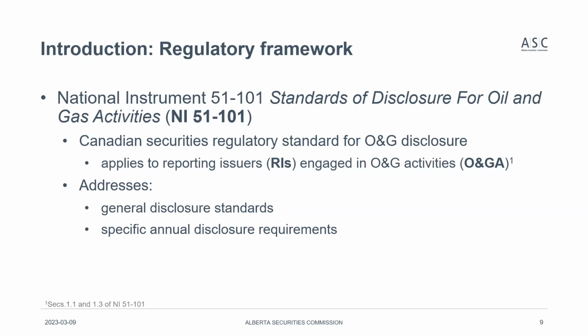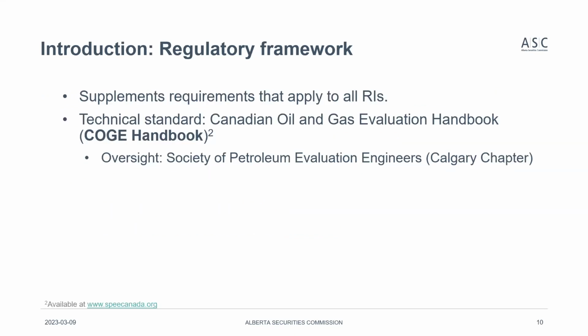So 51-101 addresses general disclosure standards and specific annual disclosure requirements for reporting issuers that are engaged in oil and gas activities. And as I mentioned earlier, when we get later in the slides and talk about specific regulations, we're going to break things up into those general disclosure standards and specific annual disclosure requirements. So 51-101 actually supplements requirements that apply to all reporting issuers. So it is just in addition to everything else that already applies, no matter what industry or type of business you're involved in.